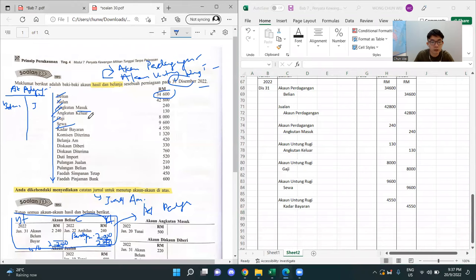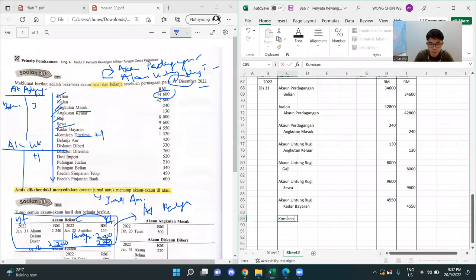Okay, then commission diterima is hasil. Okay, for in your account untung rugi, your hasil is on the credit side. Betul tak? So on the credit side, meaning I have to credit my account untung rugi. So when you credit your account untung rugi, you have to debit your commission diterima. Commission diterima 1320.